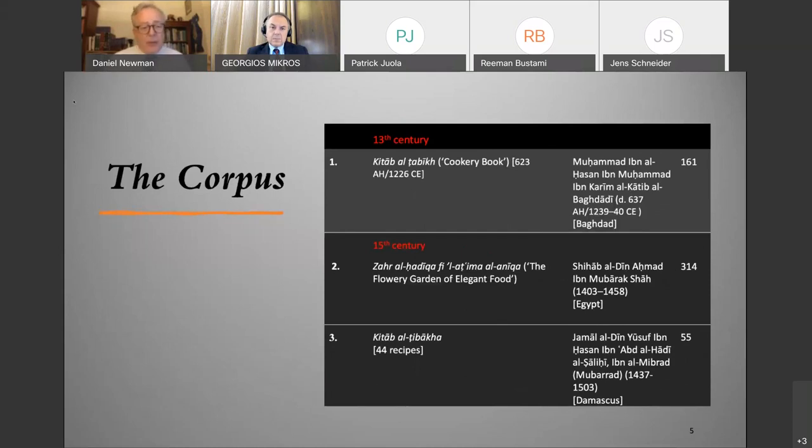Today, we'll be looking at results extracted from a corpus of 3 cookery books and a total of 530 recipes, 314 from Ibn al-Mubarak and 55 from Ibn al-Mubarak. When selecting the recipes, it's worth reminding ourselves, non-food items were excluded. In the case of Ibn Mubarak Shah, for instance, this resulted in 18 being omitted, whereas variants in recipe entries were extracted as separate recipes for the purposes of the analysis.